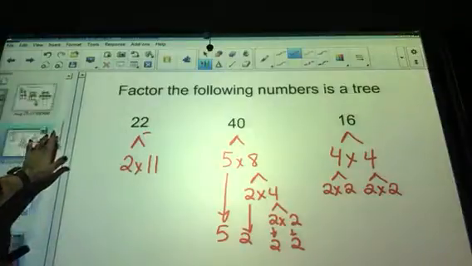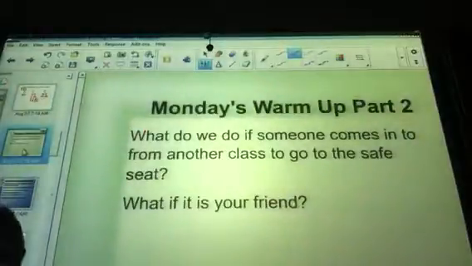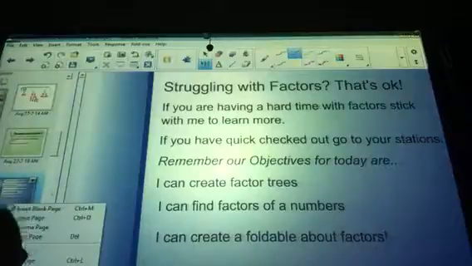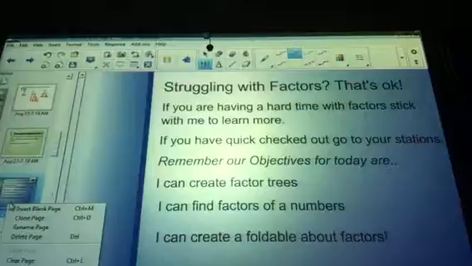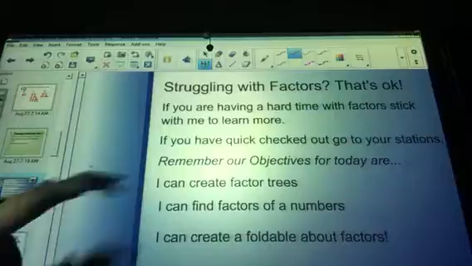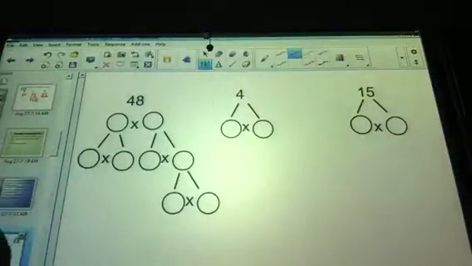All right, remember our objective today is making those prime numbers. Okay? If you're still struggling, that's okay. We'll just do a quick check. Make sure you got it. If you got it, you're great to move on. If not, we'll keep working on them until you got it down. Okay? Remember, I can create factor trees. I can find the factors of a number, and I can create a foldable about numbers. That's your objectives for today, and you're doing a great job. All right. If you need more practice, here's a couple problems that you can try.